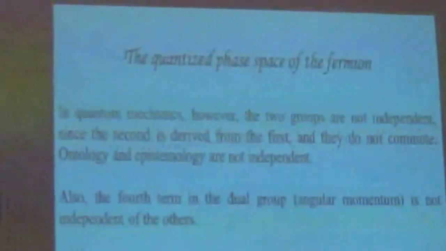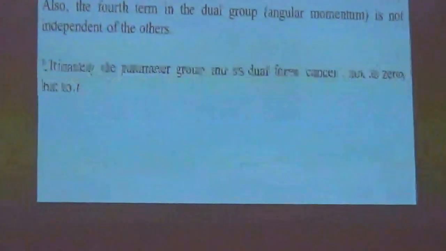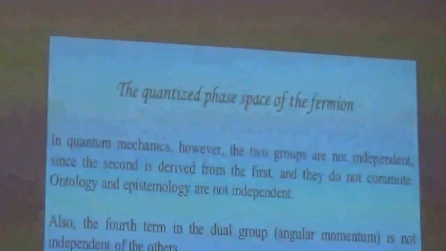So the first group, the main group, is the ontology of physics. The second is the means by which we observe it. The two groups together give us the quantized space of the fermion. However, in quantum mechanics, the two groups aren't independent because one is created from the other. That means they're not completely commutative. And so ultimately this is where we get our exclusion principle from. The parameter group and its dual form cancel, but not to zero, but to H. So this is a different aspect of the symmetry.